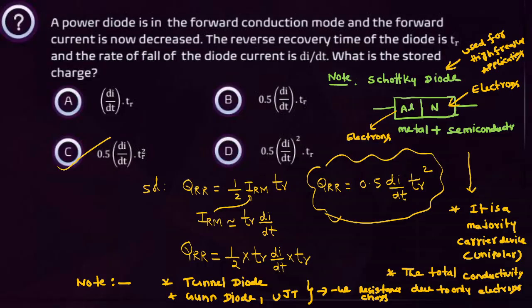Here I solve some problems that you have to concentrate on. A power diode is in the forward conduction mode and the forward current is now decreased. The reverse recovery time of the diode is Tr and the rate of fall of diode current is di by dt. What is the stored charge? I already gave the approximate formula for stored charge: 1 by 2 into di by dt into Tr square. 1 by 2 is 0.5.